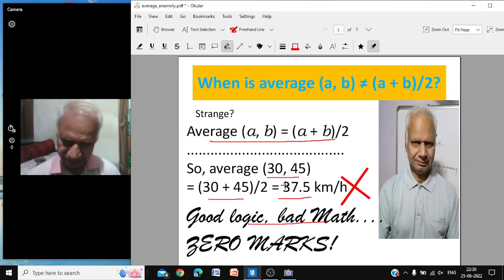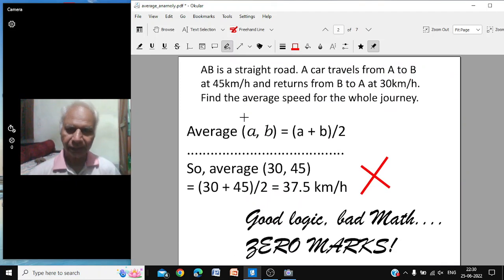Do you find it strange that the average of two numbers, two quantities, is not equal to the sum divided by 2? Let us see how it is. AB is a straight road. A car travels from A to B at 45 km per hour and returns from B to A at 30 km per hour. Find the average speed for the whole journey.